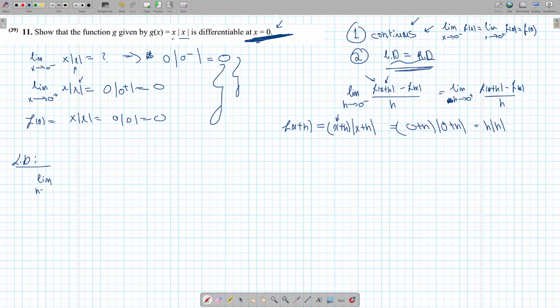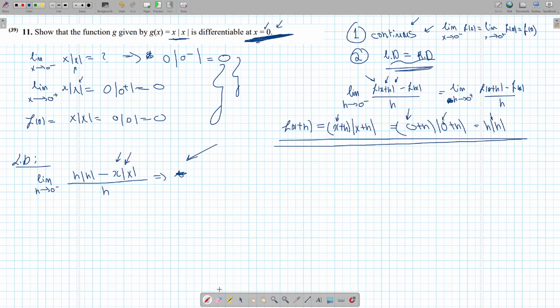Limit as h approaches 0 minus of f of x plus h, which we found to be h absolute value h, minus f of x, which is x absolute value x, all over h. Let's do it. Is there anything we can really simplify here? Nothing. So when you can't simplify, you substitute. Oh no, you can't. Wait, hold up. I wrote this and just realized that here I changed the x to 0, but here I kept the x as x, so that's wrong. I have to also put this x as 0. So let me go back a bit.